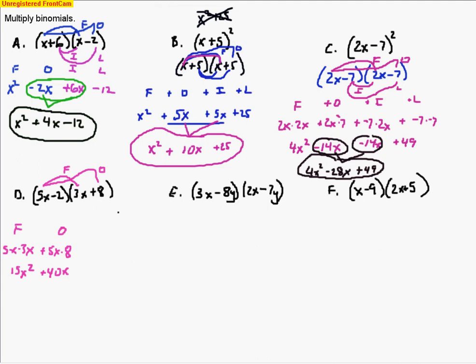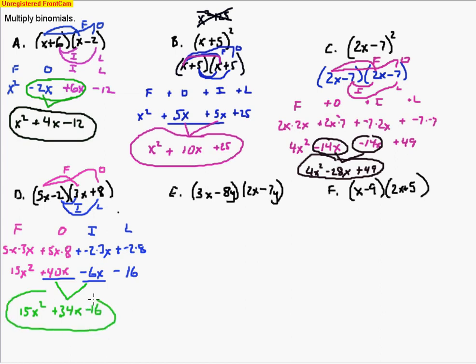Moving on to the inside terms, we have a negative 2 and a 3x, so inside negative 2 times 3x, and that makes a negative 6x. And then the last terms, negative 2 and 8. So last terms, negative 2 times 8 gives me a negative 16. So we're able to collect these two terms because they have the same variable raised to the same power. So bring down our 15x squared, subtract those two numbers because they're opposite signs, leaves us with a positive 34x. And then we bring down that minus 16, and there is our answer.